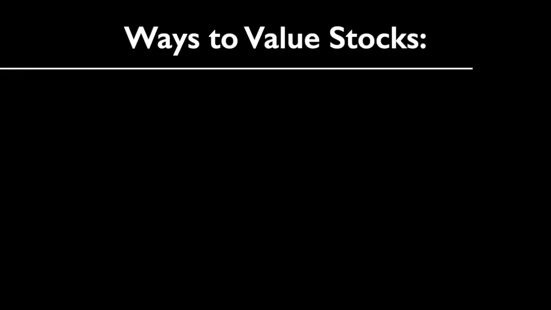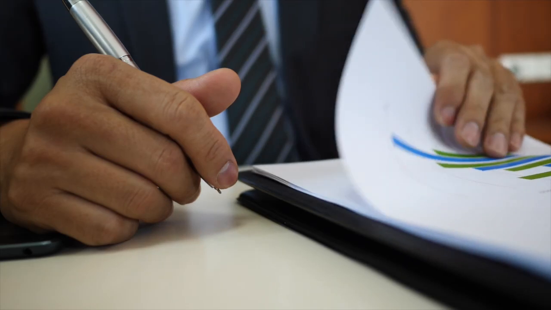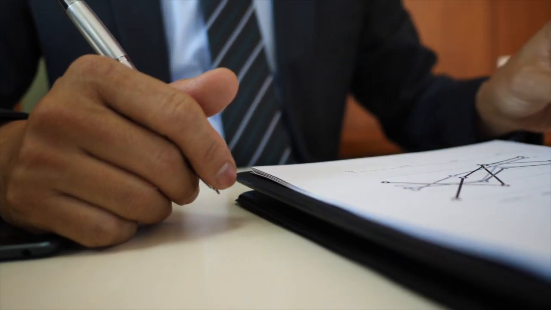There are two ways to value stocks that we will cover in this video: comps and discounted cash flow. These are the ways professional investors identify stocks to buy. Don't worry if these terms sound foreign to you right now, because they will make a ton of sense once you have watched the video.